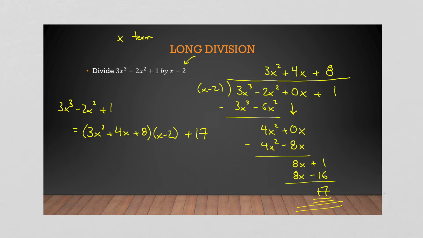And you would notice that if you did distributivity here and you multiplied the x minus 2 back in, and then you added 17, you'd get back to our 3x cubed minus 2x plus 1.